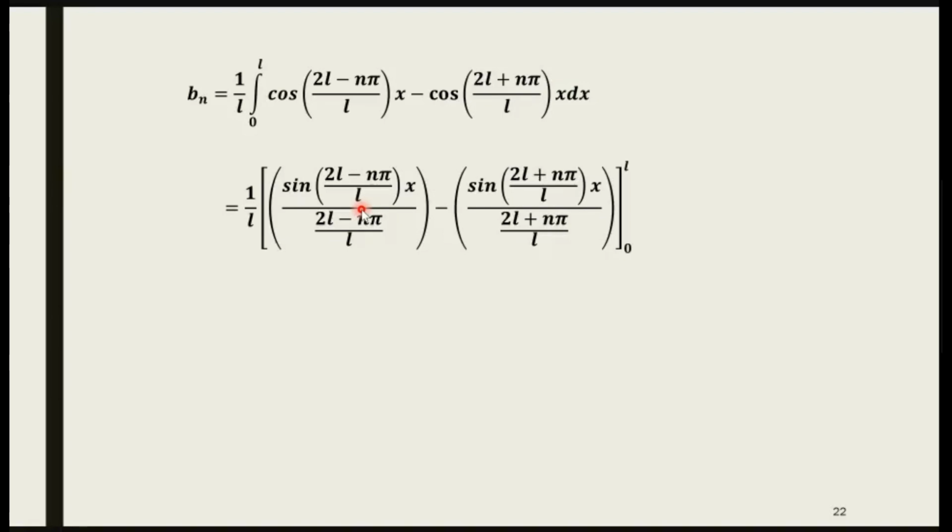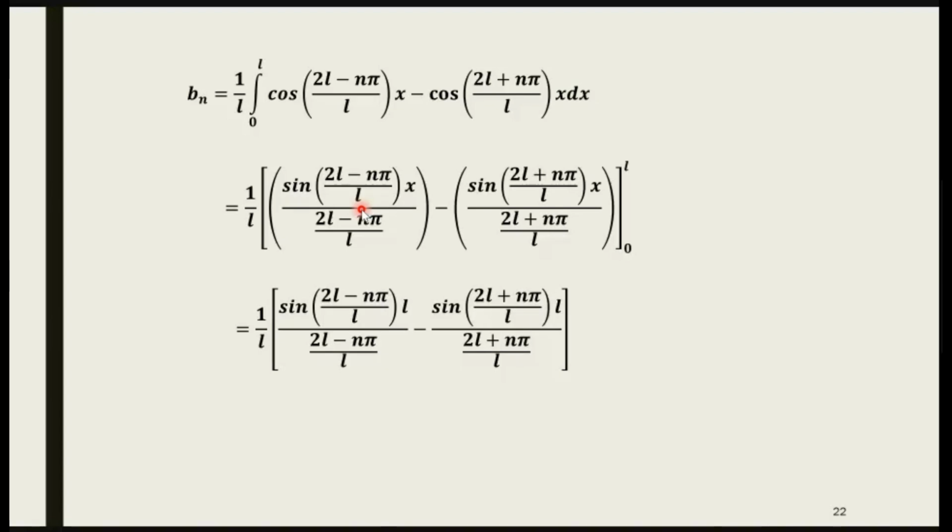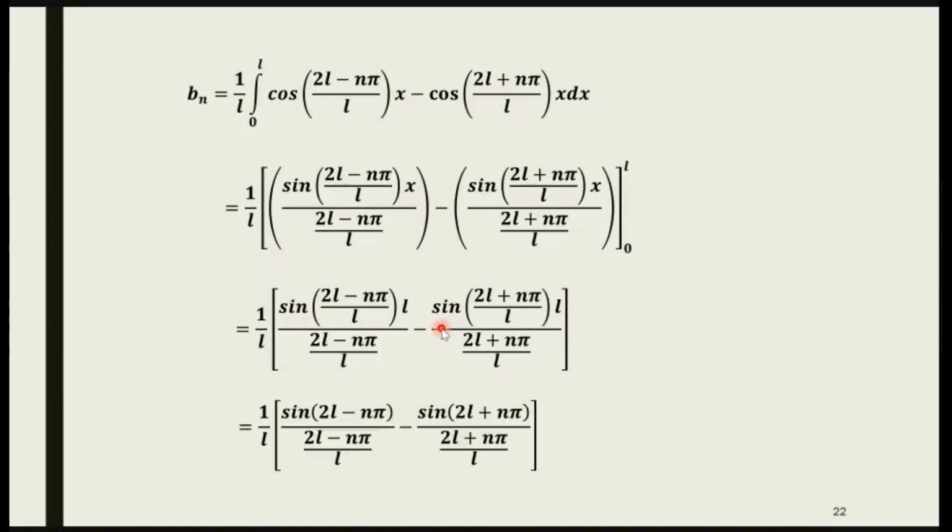Okay, putting x equal to L and x equal to 0. When x is equal to 0, in the lower limit the whole thing becomes 0. In the upper limit, when we put x as L, I have written here (2L minus n pi)/L into L, and here also upon L into L. This L will get cancelled. We will get sine of 2L minus n pi upon this, and sine of 2L plus n pi upon 2L plus n pi upon L. Even this L can be cancelled now.